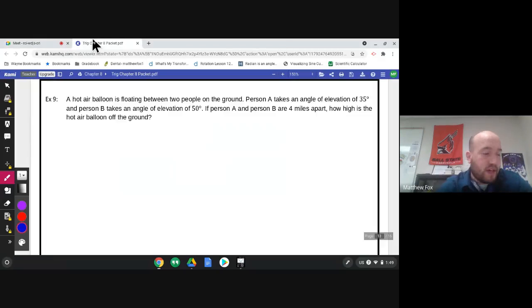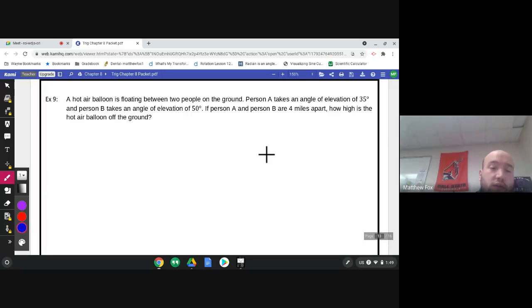All right, welcome back. If you can flip in your notes to the final problem here. So example 9, it has a hot air balloon is floating between two people on the ground. Okay, so we have person A somewhere over here, person B somewhere over here. We have this hot air balloon.